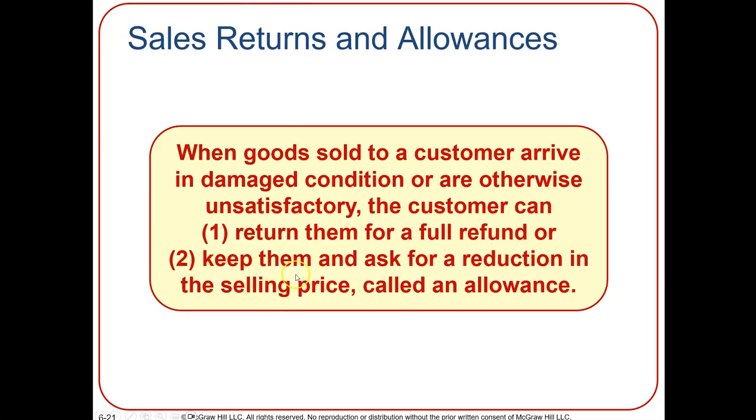As the customer, I keep the item and ask for a reduction in the selling price called an allowance. Now let me give you an example of this one. So a couple of years ago, my washer died. Actually, it was my dryer. My dryer died. I'm weird. I like a nice matching set. But it doesn't have to be the extremely expensive ones. I actually usually buy commercial washers and dryers at my house. Then they last for about 20 or 25 years.